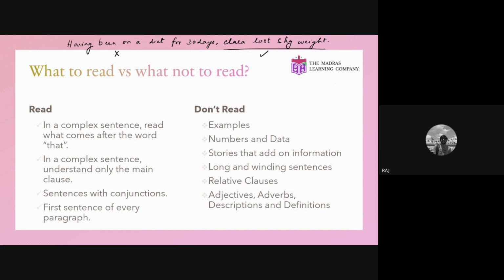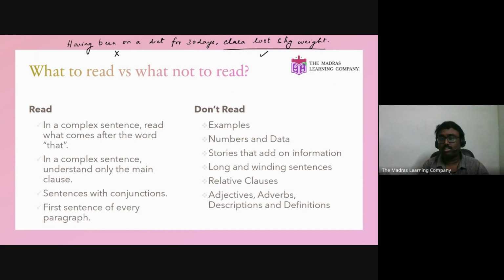Clara lost 5 kg weight. I don't care about what she has been doing. The point is that she lost 5 kgs weight, right? When you read the passage for the first time, it's enough to understand this. Later, if a question asks you what are the things that Clara did to lose 5 kgs of weight, then you can come back and read this. But when you read the passage for the first time, you don't need to understand all of this additional information. Just understand the main point of that sentence. Got it. Okay, I'll give you one more example just to make sure.